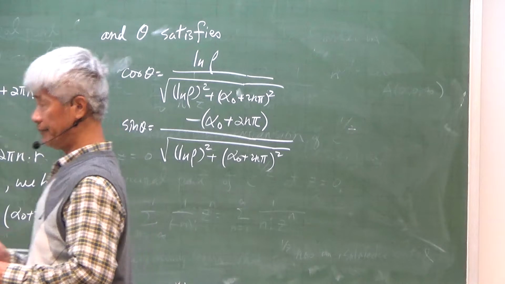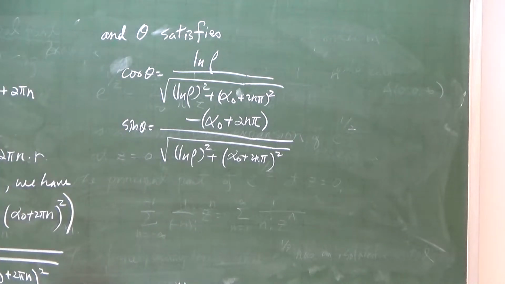So it's very strange, right? In a very tiny neighborhood of the isolated essential singularity, the complex function f can take any complex number as its value except zero. We can have any values except zero. But it cannot be zero. For some reason.